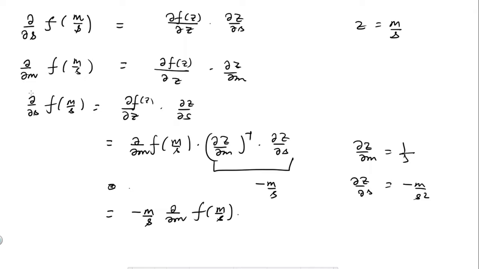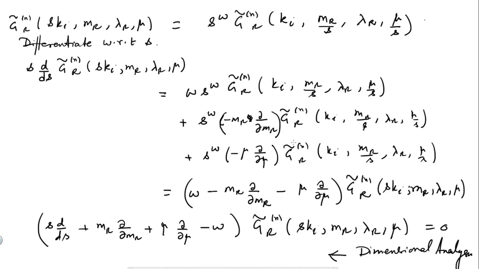So you see, taking derivative with respect to s, when you have m_R over s, will give you minus m_R over s times this derivative with respect to m. So here you'll get minus m_R over s and a derivative with respect to m_R, but that m_R over s you have to also multiply with this explicit s, which just kills that one. And similarly for this, you turn the derivative with respect to s into a derivative with respect to mu. So that is how I have written down these two terms. Okay, so that was our dimensional analysis.